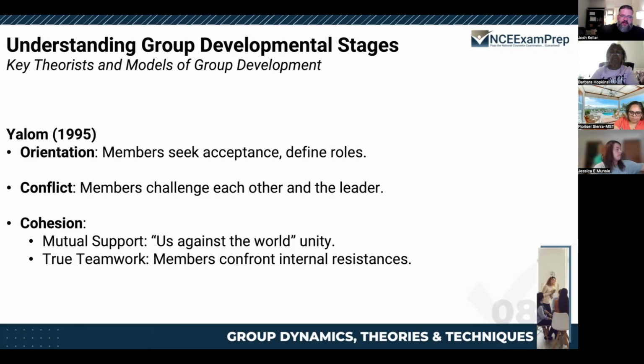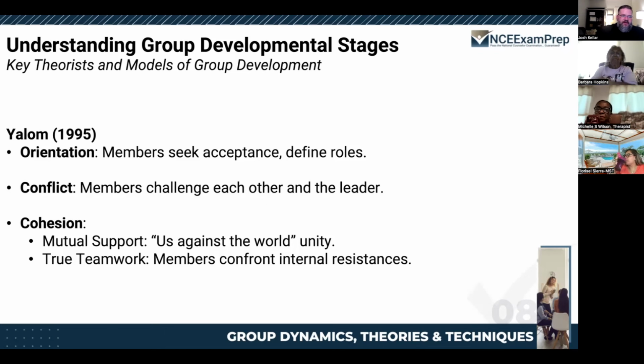Again, Yalom is like the group's guru. He's one of the biggest names that we need to understand with groups. His orientation was that members seek acceptance and define roles. When it comes to conflict, members challenge each other and the leader, and that's natural. And as far as cohesion is concerned, there's mutual support, an us-against-the-world kind of unity. True teamwork, members are able to confront internal resistances, and that's how the group members grow within the group.